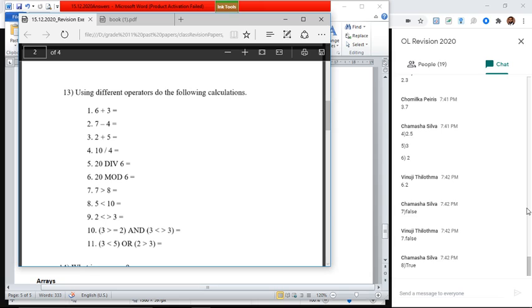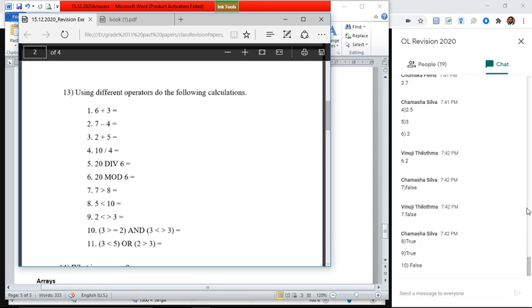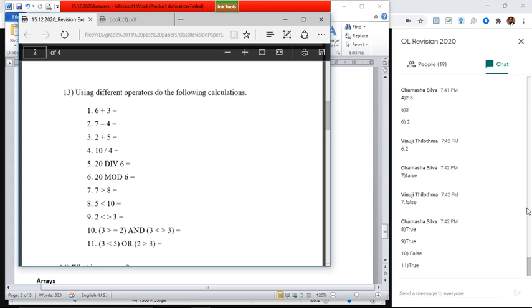Seventh one false. Eighth one true. Ninth one, 2 not equal 3, true, correct. 10th one, 3 greater than 2 and 3 not equal to 3, greater than equal, yes true, and 3 not equal to, false. 10th one false, correct. Yes, good.